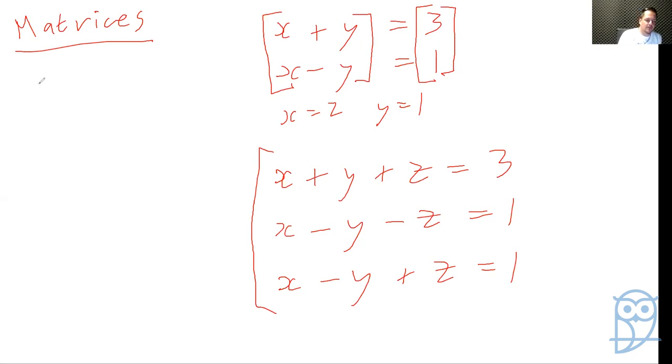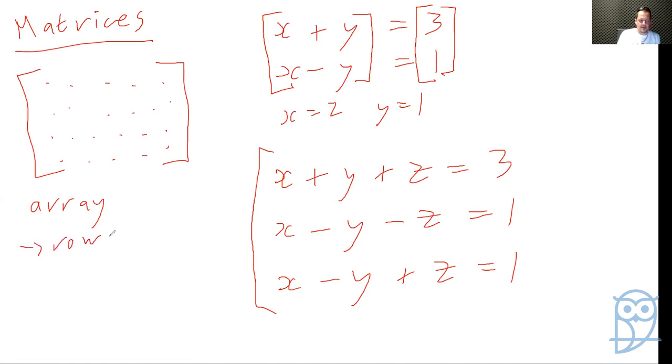And with matrices, a matrix is essentially an array, and an array is a collection or an arrangement of items. You're going to have some rows, you're going to have some columns, but the important part is that each one of these is going to have things called elements, and each of these elements will correspond to a coefficient in one of these equations.